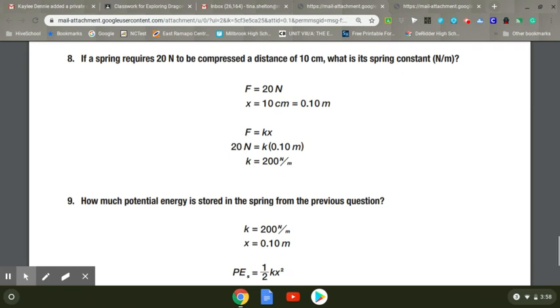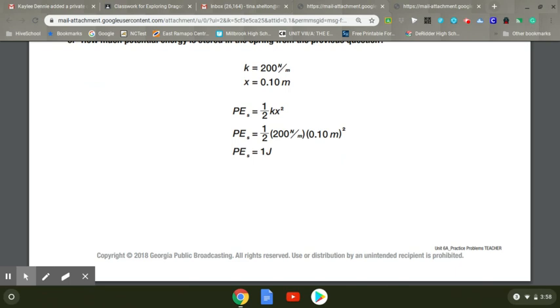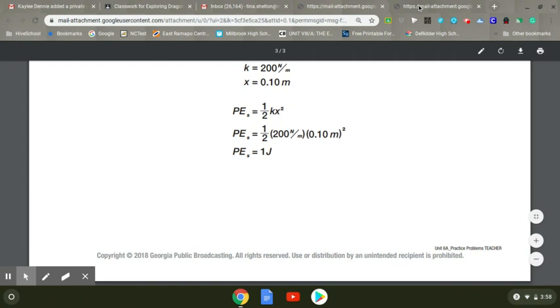Question 9 says how much potential energy is stored in the spring from the previous question. Our equation for potential energy is potential energy equals 1/2 the constant times the distance squared. So we've got our half times our 200, which we found to be our constant, which is newtons per meter. And our distance is 0.10 meters, and we're going to square that. When we do the math out, we're going to get 1. The unit for potential energy is joules, which is capital J, and that is going to be the unit for energy for any problem that you have. All right, that was 6A practice problems.